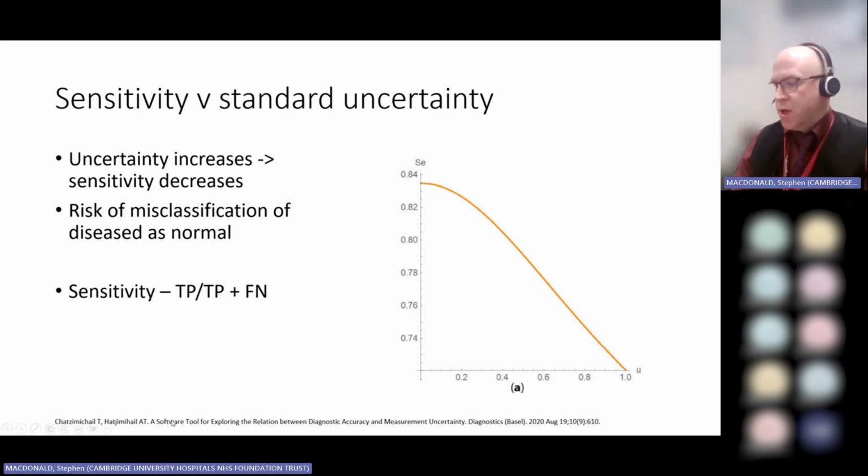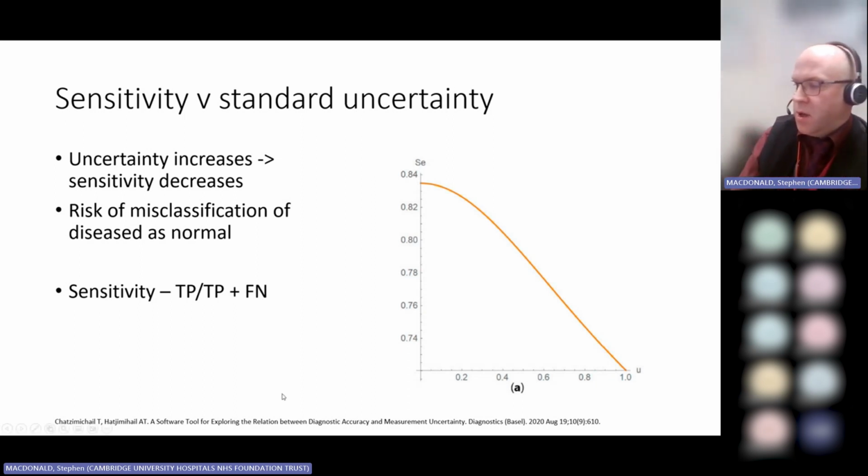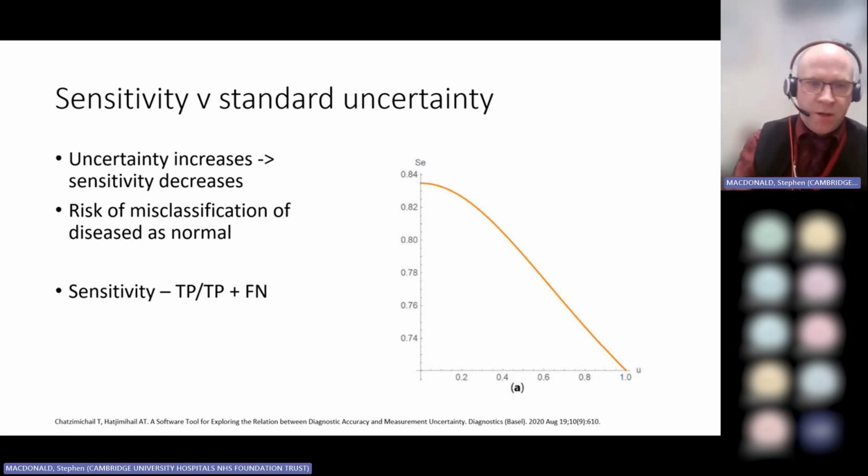I'll point you towards a number of good papers that have been done by a group in Greece, Hatzimichael and Hartzi, who have developed a software program to simulate how a change in standard uncertainty of any given method will affect these diagnostic accuracy measures. One example in this paper, that I've shown at the bottom there, talks about glucose measurements and the change of measurement uncertainty in a glucose testing procedure and what that does to the sensitivity.